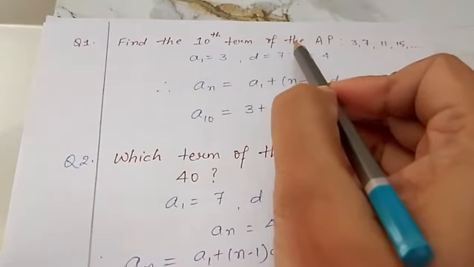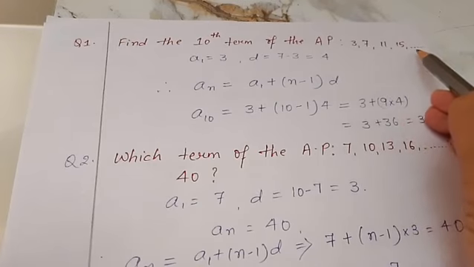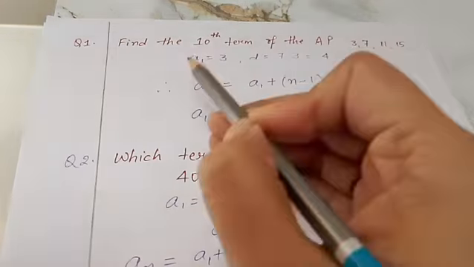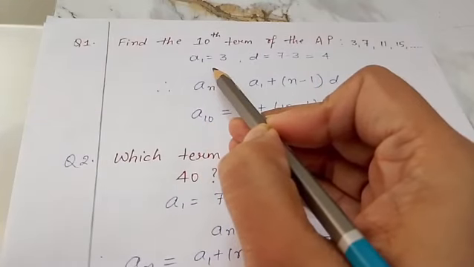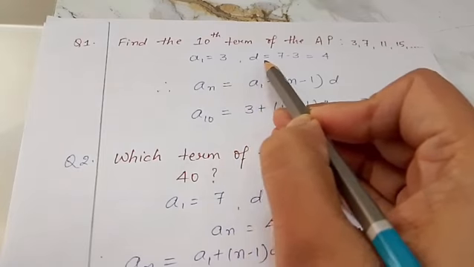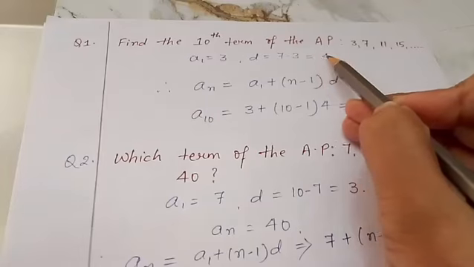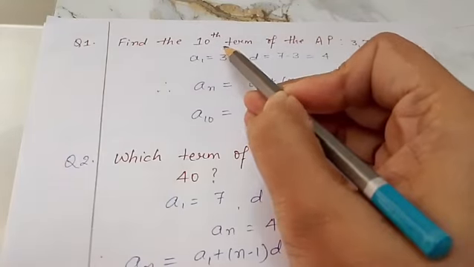Find the 10th term of the AP sequence 3, 7, 11, 15 and so on. The given arithmetic progression has a first term a1 is equal to 3 and a common difference d is equal to 7 minus 3 is equal to 4. We need to find the 10th term.